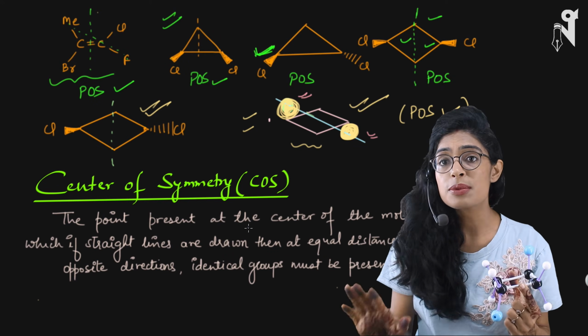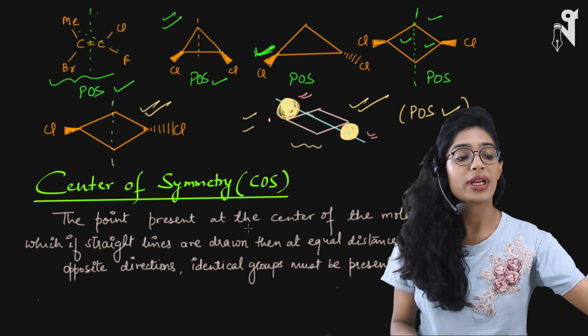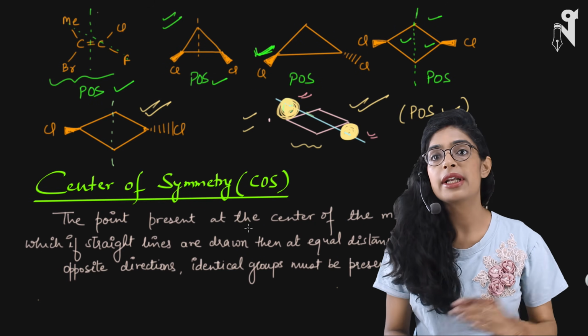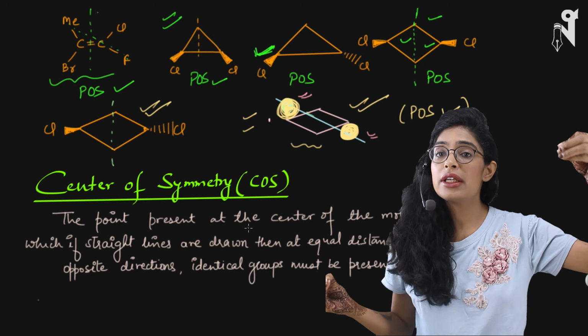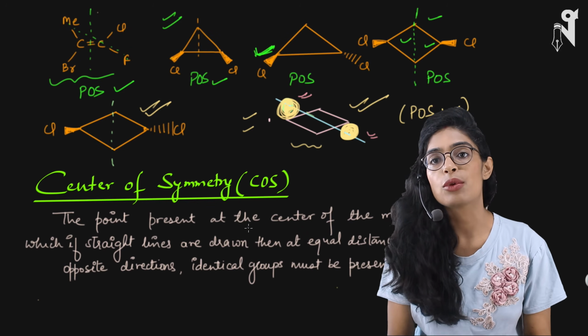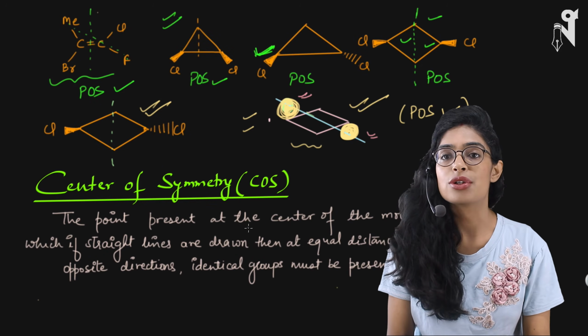So basically all the groups which are present, when connected through a straight line from the center, are at equal distances and are exactly the same groups. So this is called center of symmetry.